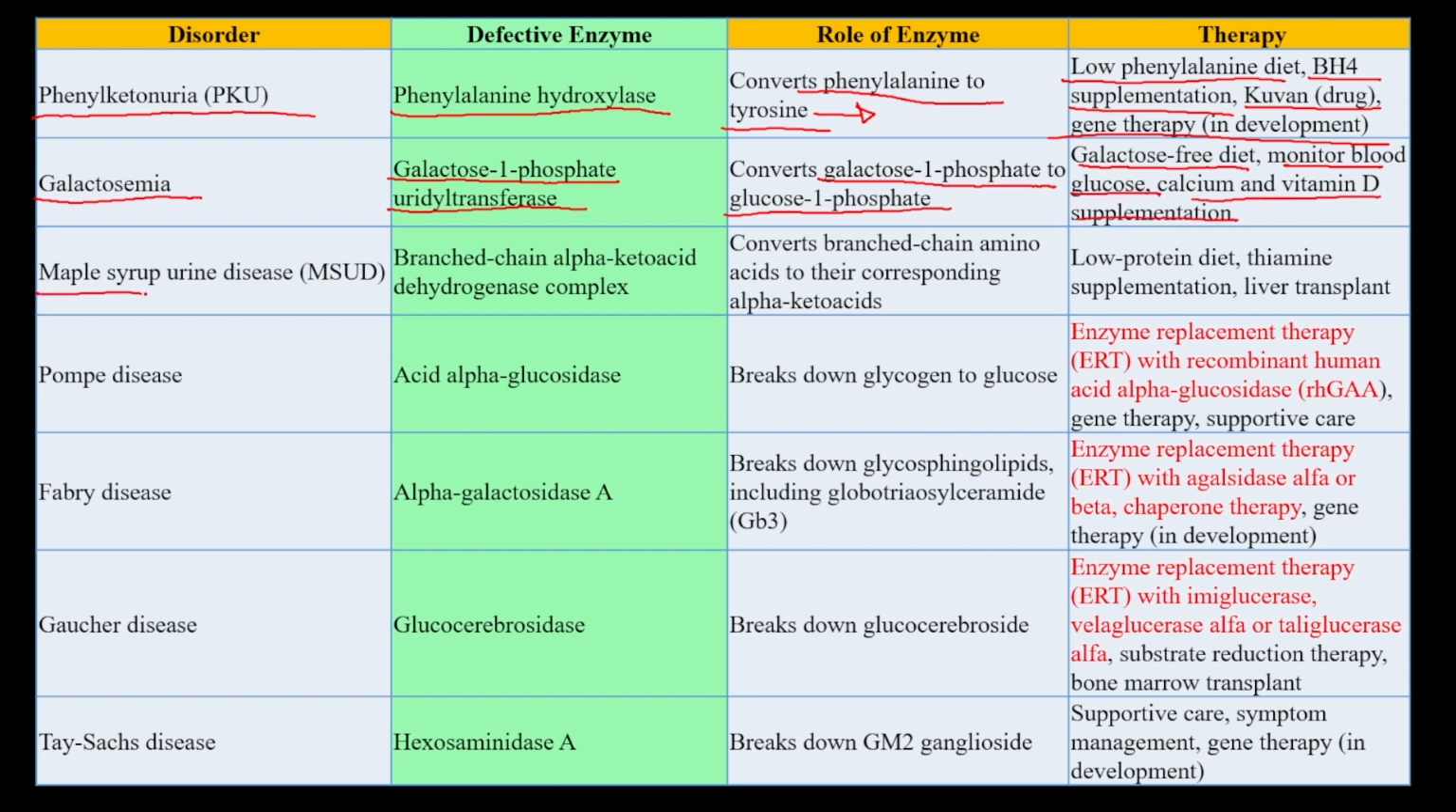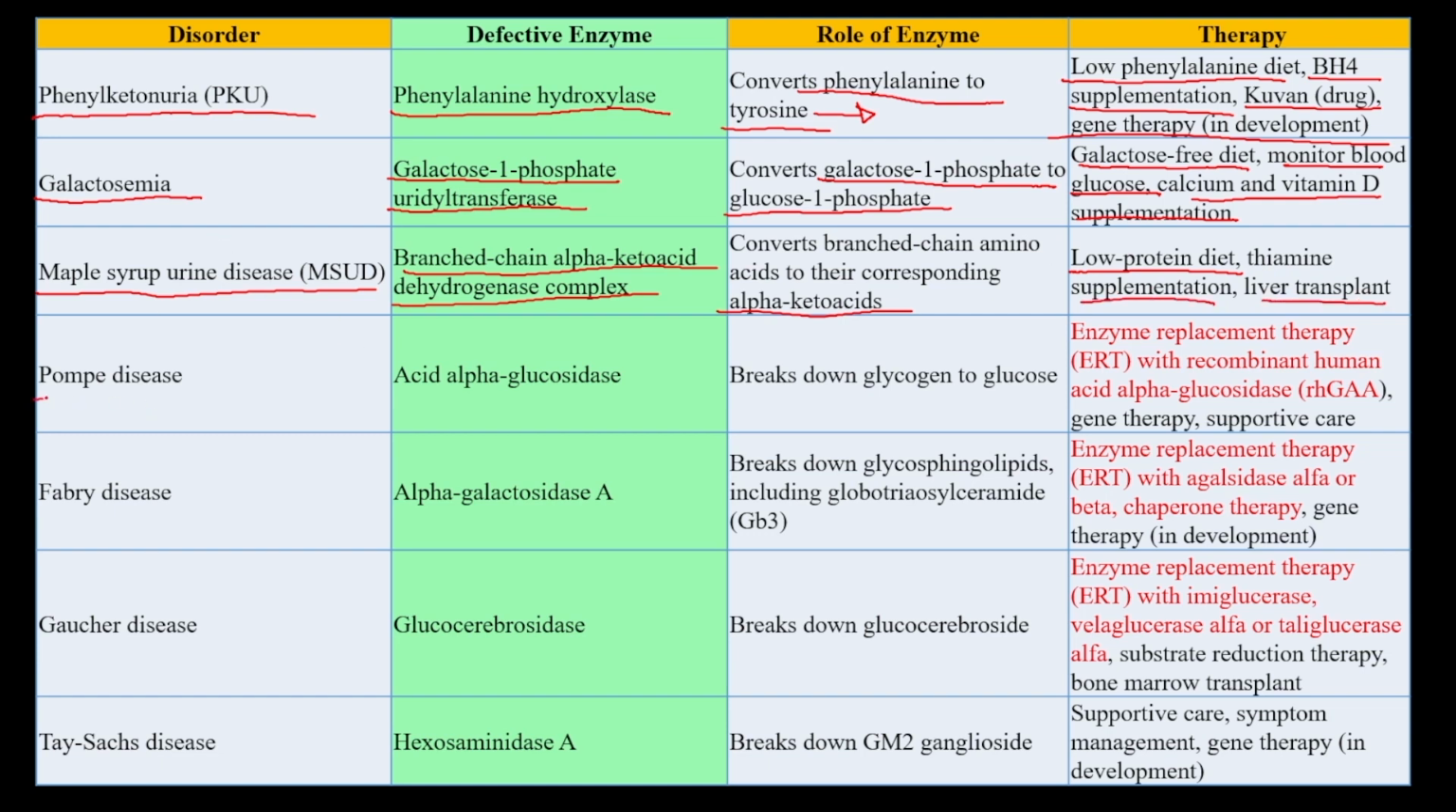Then we have maple syrup urine disease. There you have this particular defective enzyme called branched-chain alpha-keto acid dehydrogenase complex, and that converts the branched-chain amino acids to their corresponding alpha-keto acids. And the therapy is that you take low protein diets, thiamine supplements, and liver transplants.